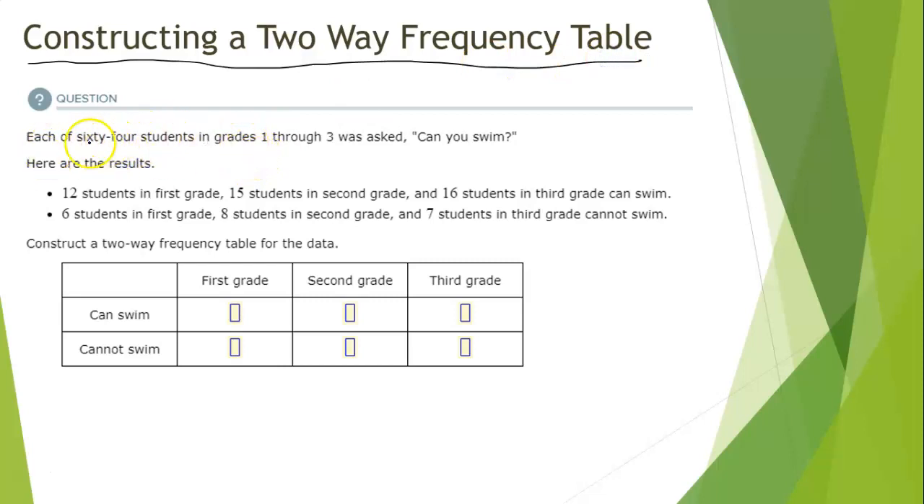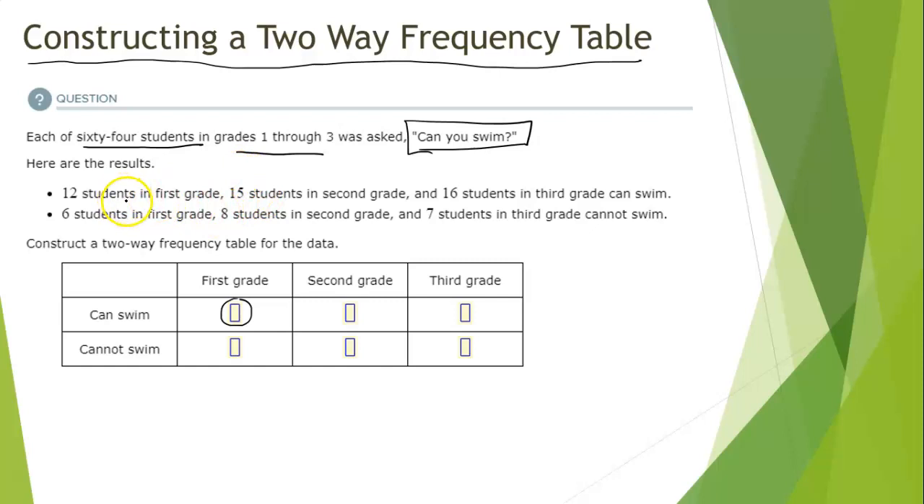So what we've asked is 64 students in grades 1 through 3, can you swim? The reason why this is two-way is because there's two pieces of data that we're collecting from each student. We're collecting their grade, which we list along the top column, and whether or not they can swim, which we put along the top row here, and we put the can you swim along the left-hand column. Essentially, the intersection here is where can swim and first grade come together.